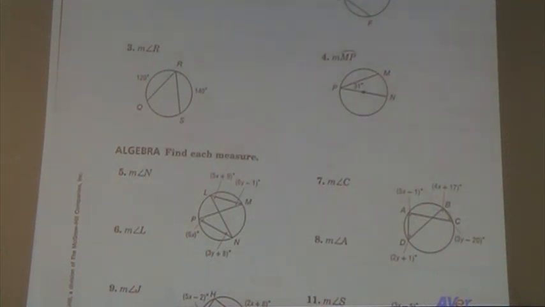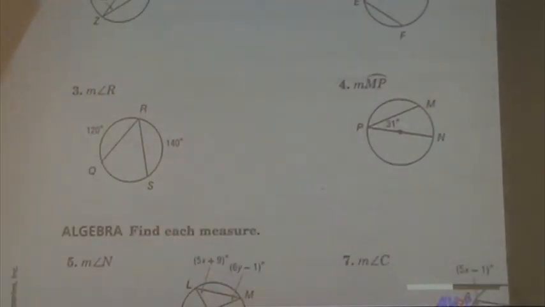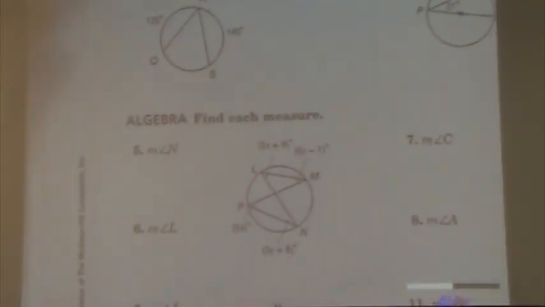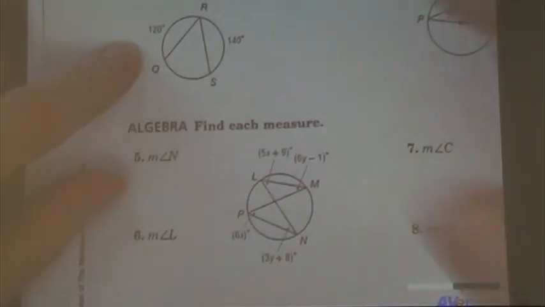Here we go with some examples from our inscribed angles lesson. So let's do some of these together. We'll do maybe 3 and 4. So number 3, actually we'll do 4 first.